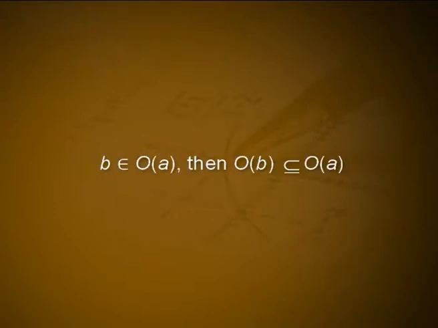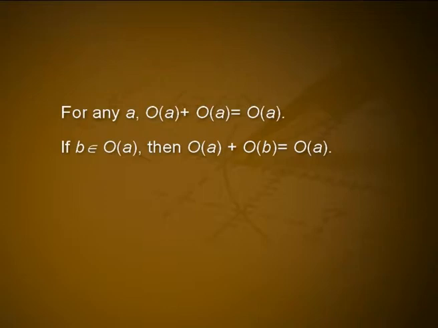If B belongs to order of A, consequently order of B is a subset of order of A. If B belongs to order of A and A belongs to order of B, then the sets order of A and order of B are equal. For any A, order of A plus order of A is equal to order of A.